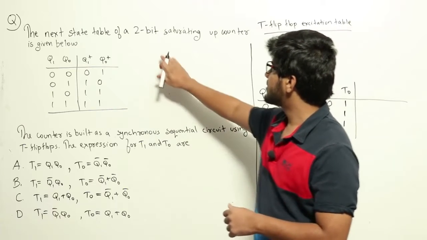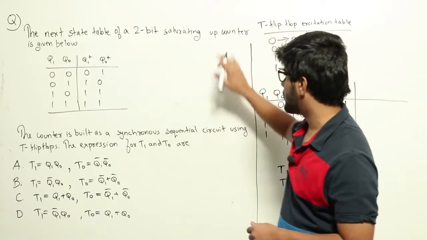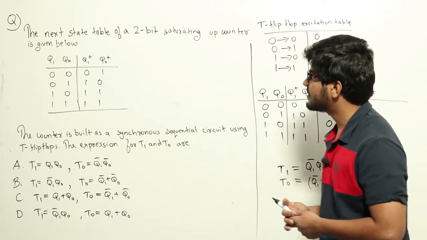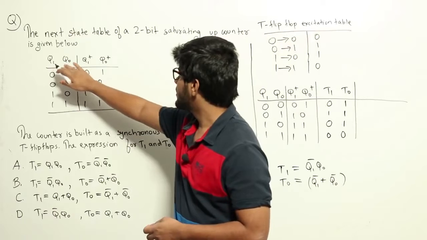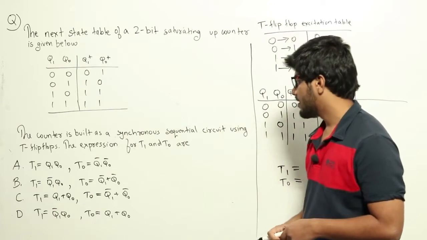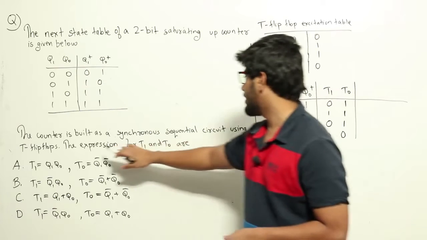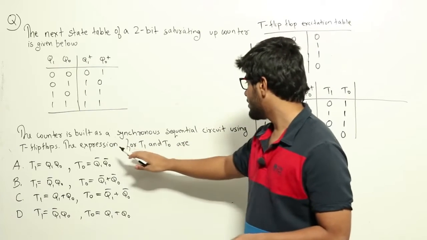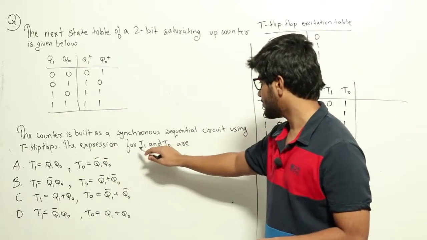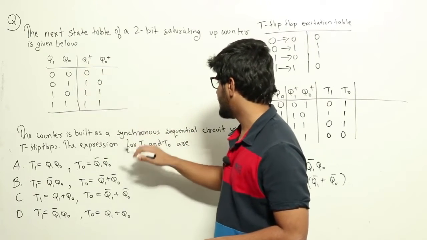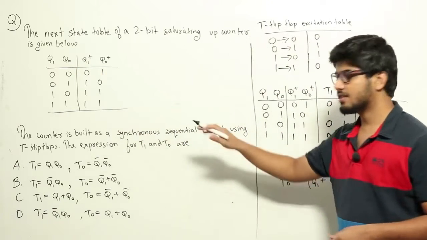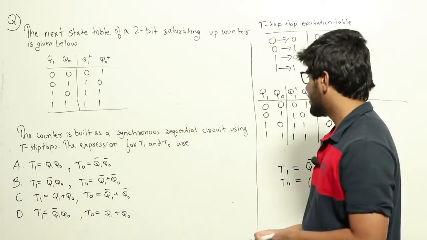So here they are saying that we have a 2-bit up counter designed using 2 T flip-flops, and they have given the transition states also for the counter, and they are asking us to find out the expressions for T1 and T0. Expressions for T1 and T0 mean the input to the T flip-flop for Q1, that is T1, and the input to the T flip-flop having Q0 is T0. And they are asking us to find out the expression for that.